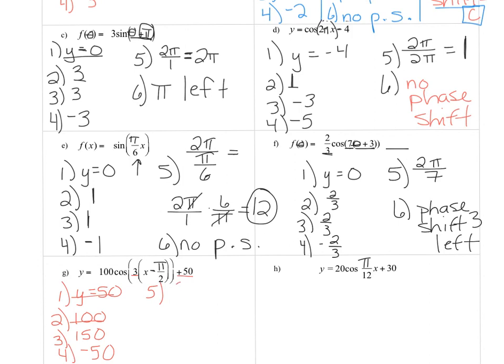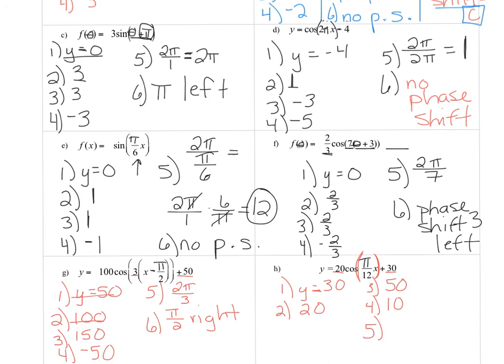Period, here's that b value, is 2 pi over 3. This one has a phase shift of pi over 2 to the right because we're subtracting. And the last one, remember there's no parentheses, so we put the parentheses around what's multiplied, not the +30, so the midline is 30. The amplitude is 20. I'm running out of room here, so I'm going to do 3 over here. So 30 plus 20 is 50. 30 minus 20 is 10.